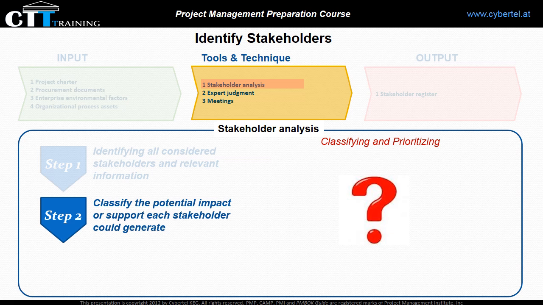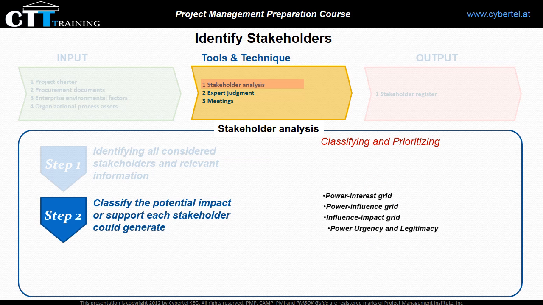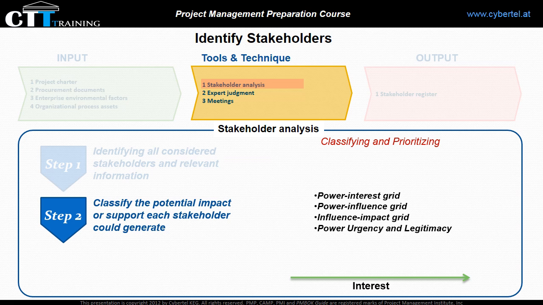There are many classification models available, and you can even create your own. The most known models are Power Interest Grid, Power Influence Grid, Influence Impact Grid, Power Urgency and Legitimacy Grid. Here a graph is plotted as shown, where horizontal line shows the interest and vertical line represents the power.